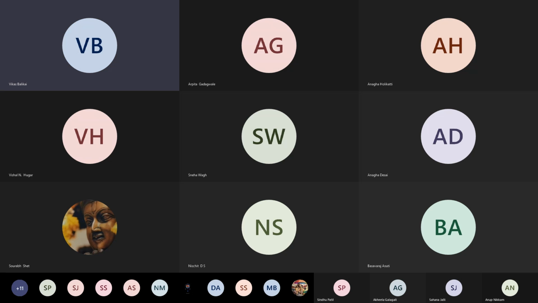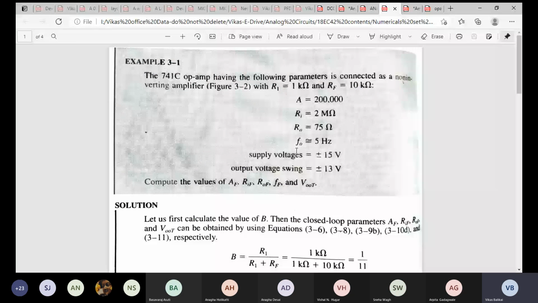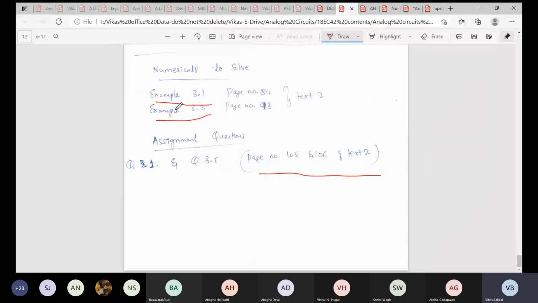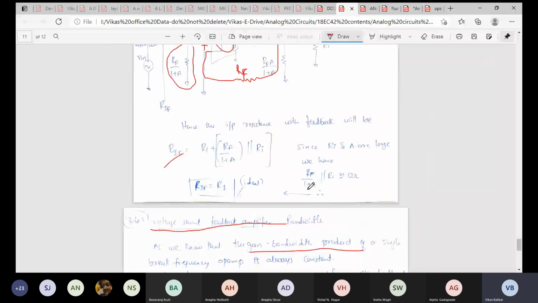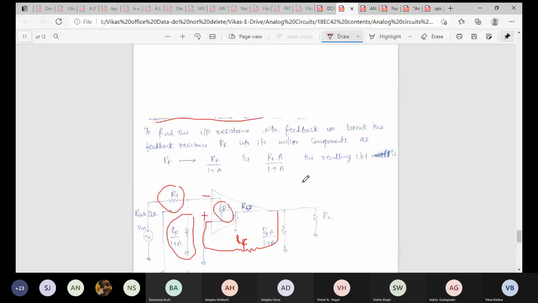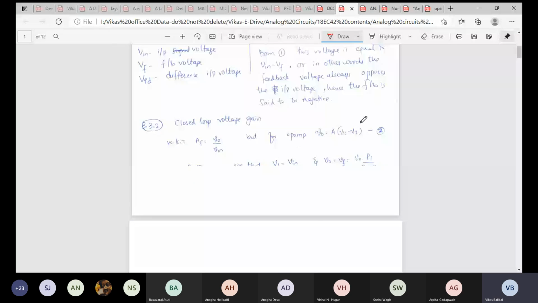Yeah. So this is the same screenshot which I have taken from the textbook. That's what I was mentioning in my earlier class. Example number 3.1 and example number 3.3, which I'm going to solve here in the class. So let's go with example number 3.1. The 741C opamp having the following parameters is connected as a non-inverting amplifier, figure 3.2. That is whatever the figure we have taken out. So basically this is a non-inverting amplifier, the amplifier we designed in the very beginning of the class. So this is the circuit.